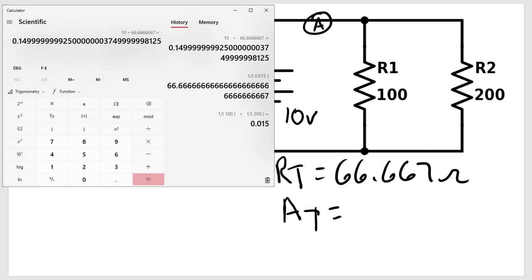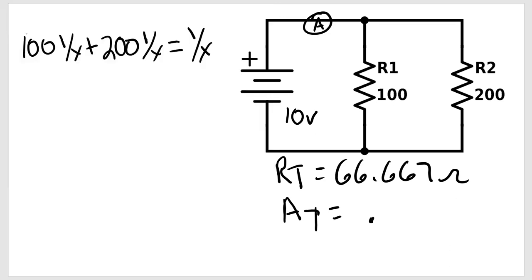Because if we go back to here and go back one more, it's going to give all these a 1, and it's going to be that. So we're going to say 0.15 is our amps for this. 0.15 amps. And then if we wanted to find the amps for each branch, we would do the same thing.